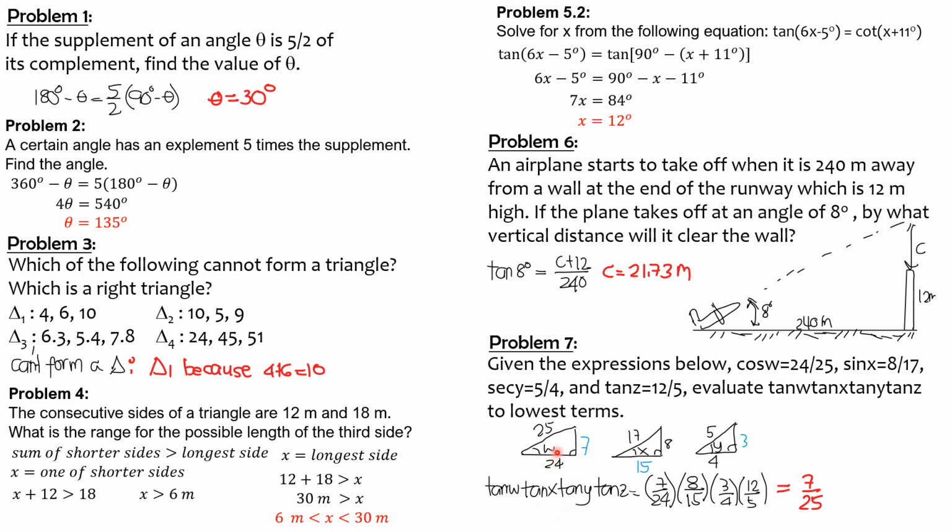Tangent w is 7 over 24. Tangent of x is 8 over 15. Tangent of y is 3 over 4. And tangent of z is 12 over 5. So using your calculator, simplifying, you'll get 7 over 25.